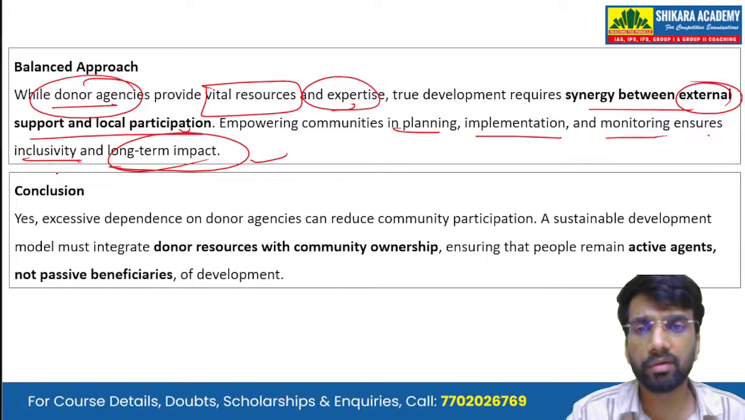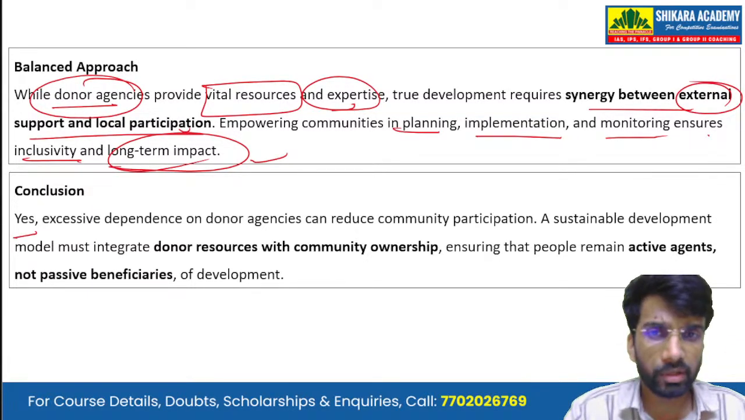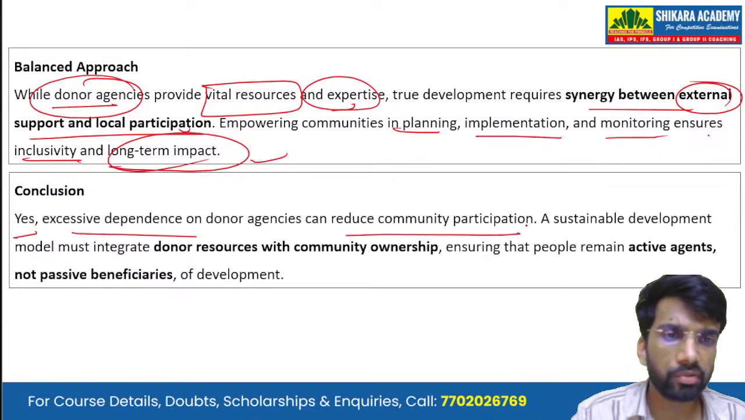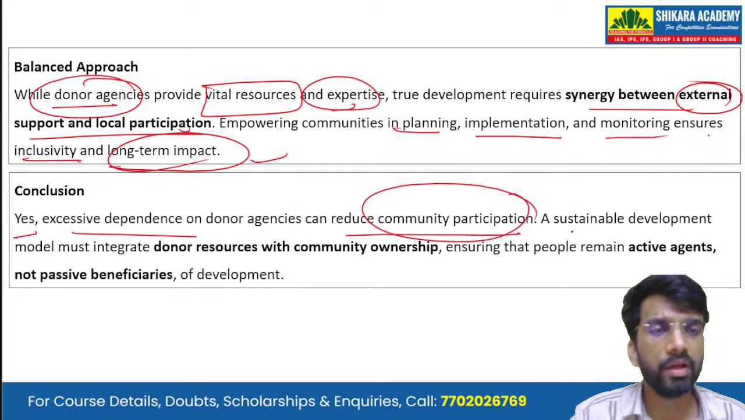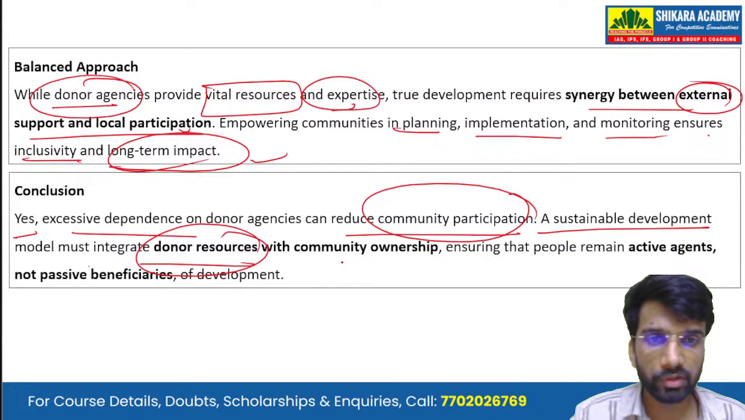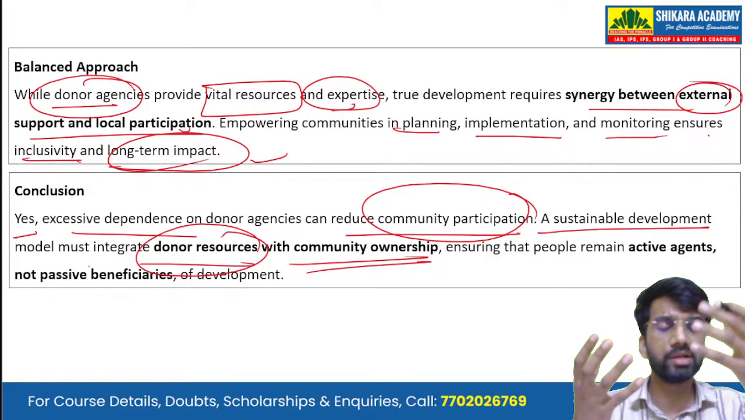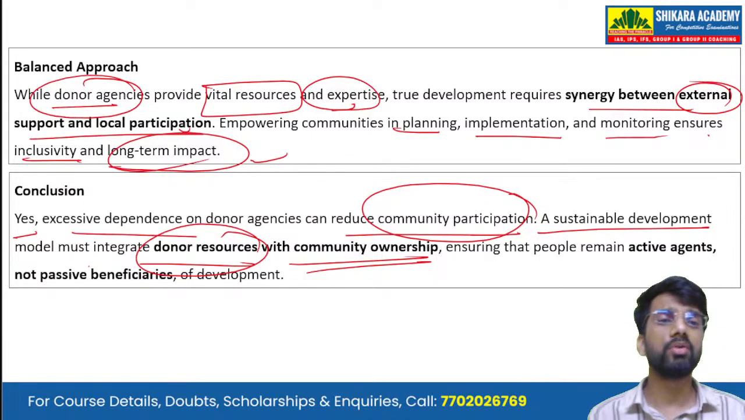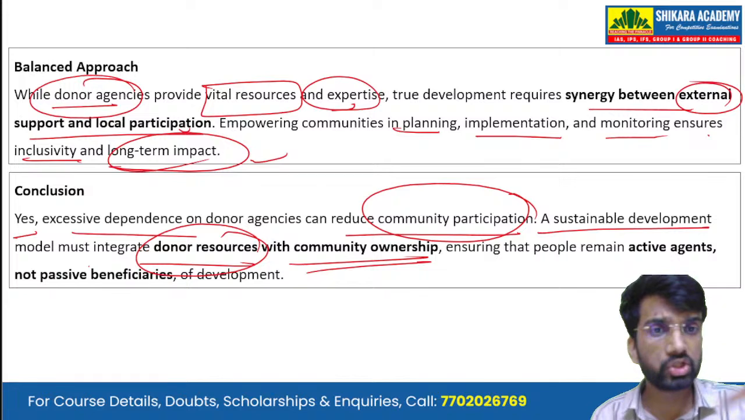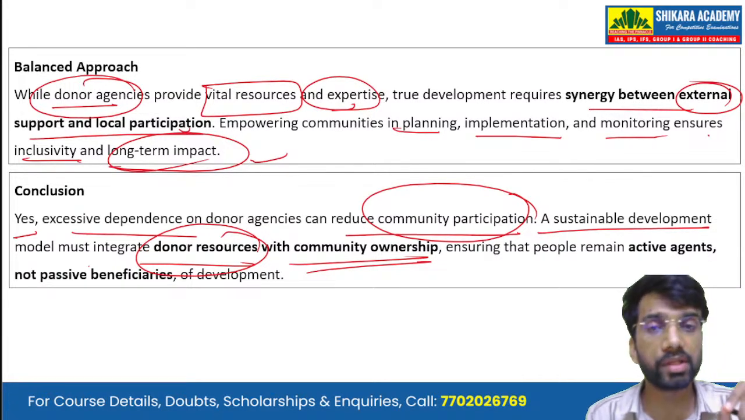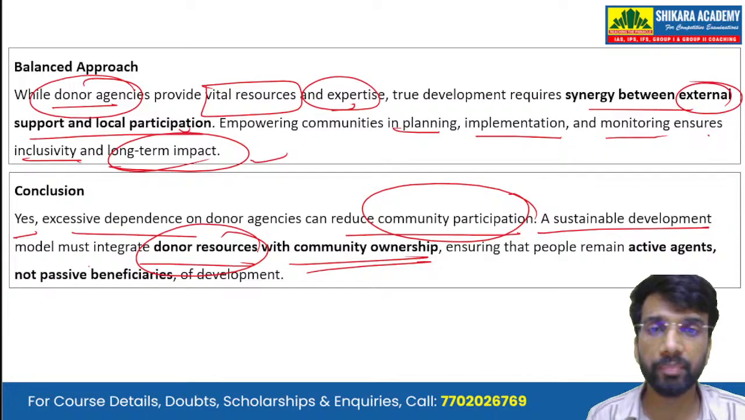Then in conclusion, we can write the answer because our views have been asked. So we can write yes, the excessive dependence on donor agencies can reduce community participation, and a sustainable development model must integrate the donor resources with the community ownership. There should be a balance between the external resources that are coming and the local ownership, which ensures that the people remain active agents and not just passive beneficiaries of the development.